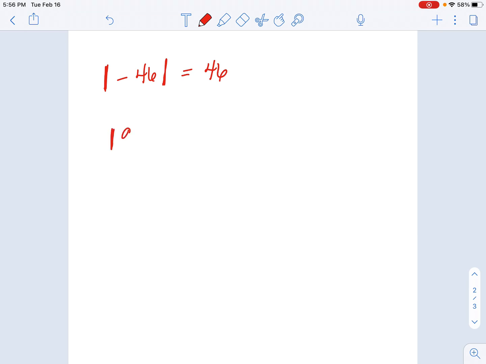Well, what if it was already positive, Miss Pelton? What's the absolute value of 90? 90. What's the absolute value of -125? 125. What's the absolute value of 1,000? 1,000. So do you see the pattern? Absolute value is always that number inside the bar, but the answer is always going to be positive because it's talking about a distance.